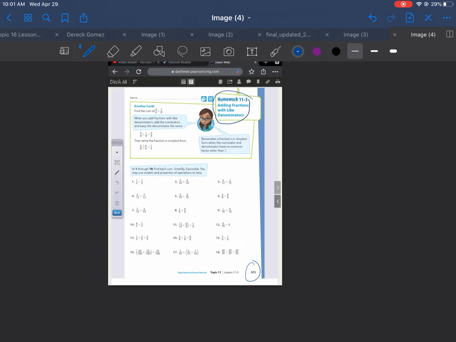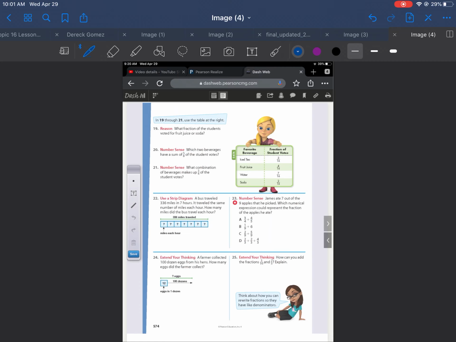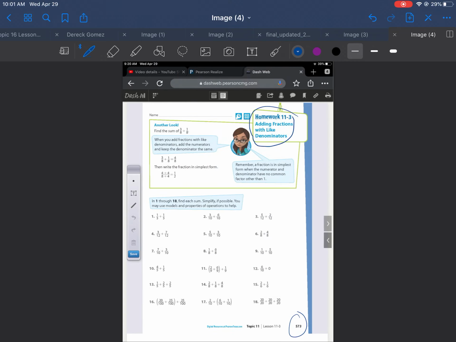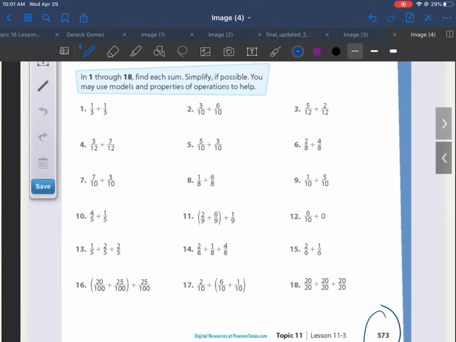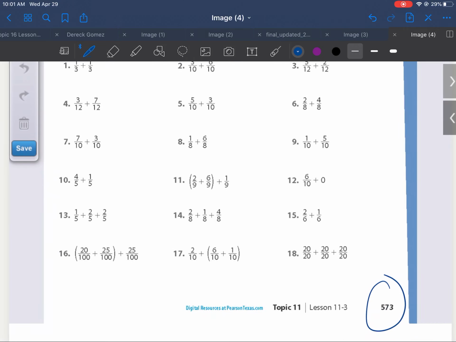So I'm going to go ahead and ask that you practice with 11-3 homework, which is page 573. And then you also complete the back. Now, when you guys are doing the back, 573, notice that there's a parentheses. Guys, do not get scared because there's a parentheses. That only means that you do that part first.